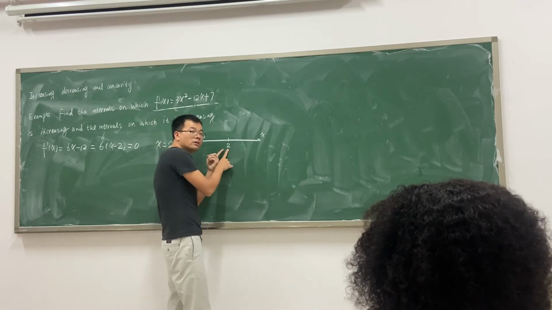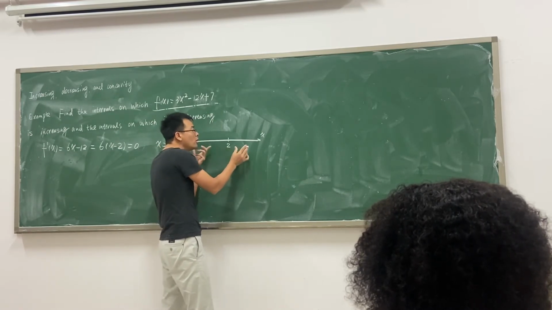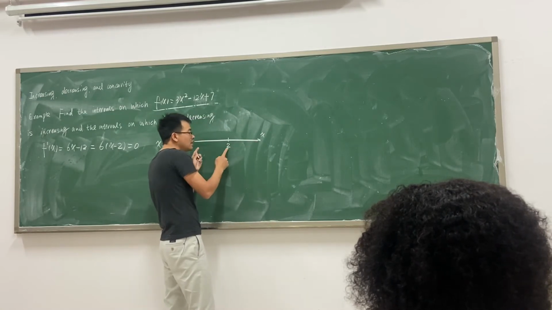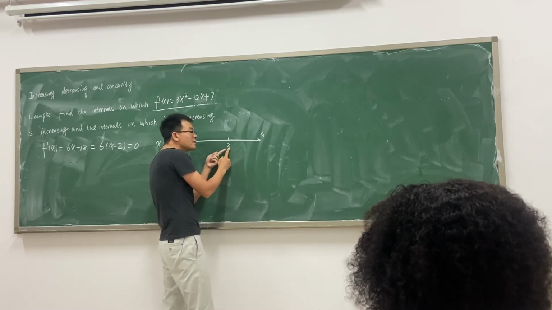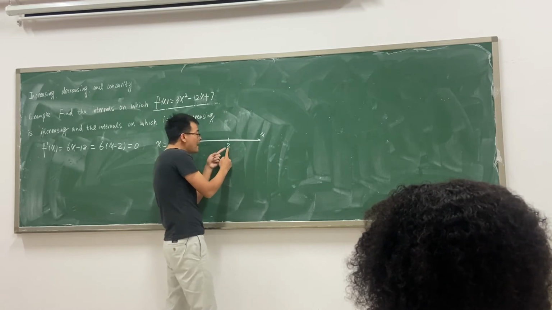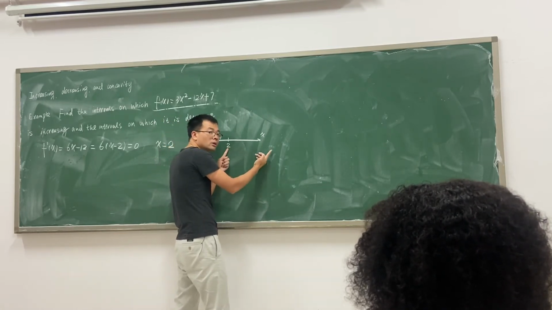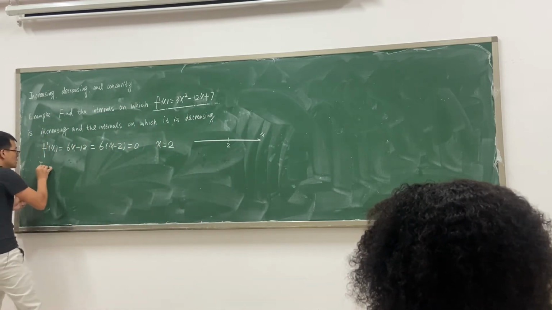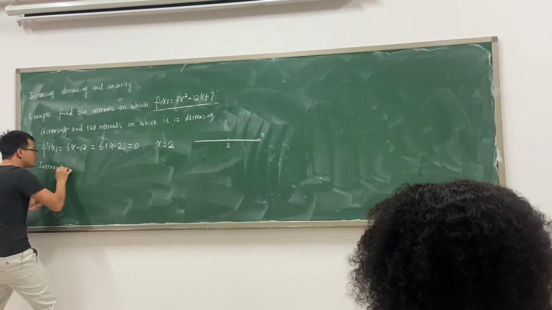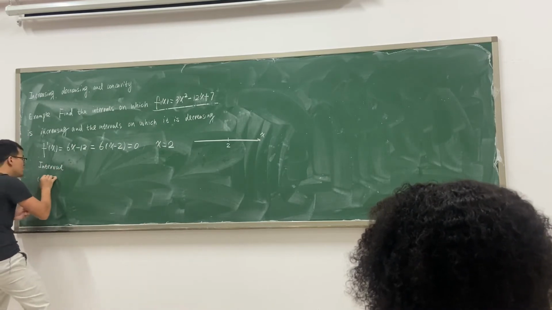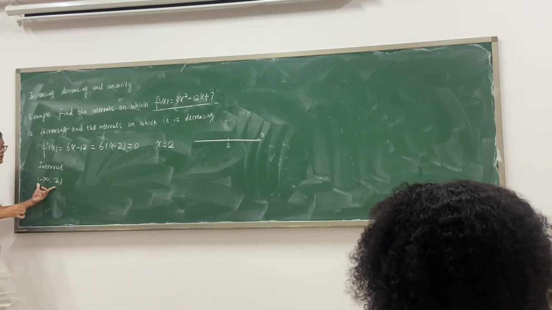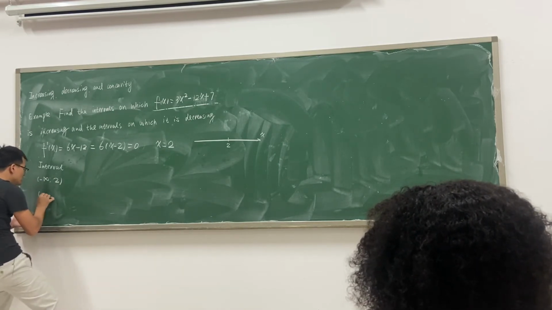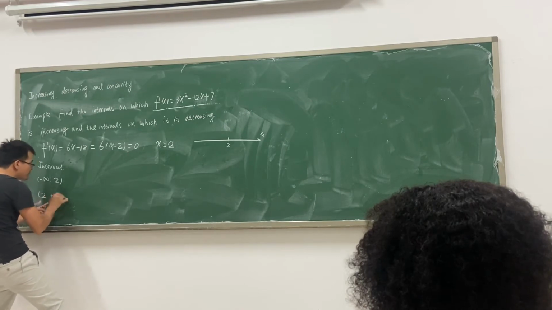This point decomposes the x coordinate into 2 parts. The first part is on the left of 2, the second part is on the right of 2. So the first part is the interval minus infinity to 2. This is the first interval, and the second interval is 2 to plus infinity.